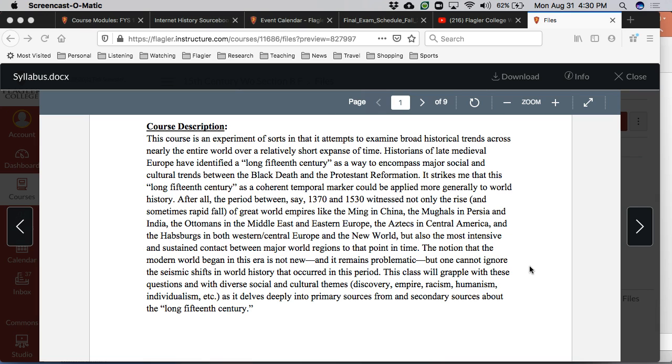And this is one of the things that I want to explore. Can we apply broad historical trends? Can we apply isms to this particular period? For students of European history, the 15th century has been pivotal. After all, this is the period of what? This is the Renaissance.